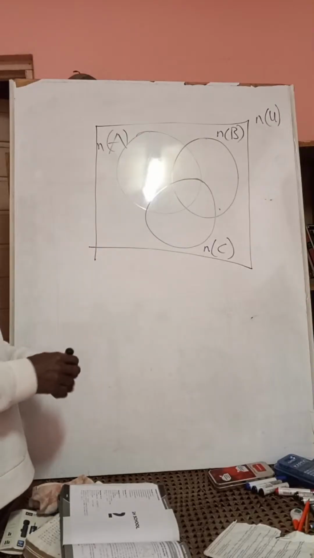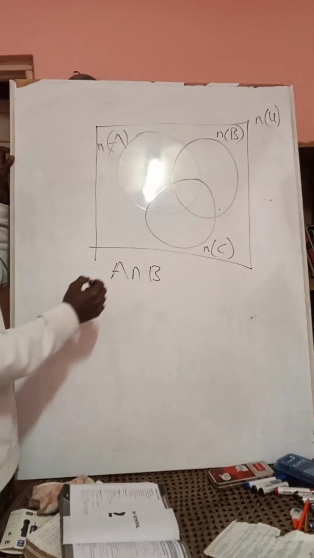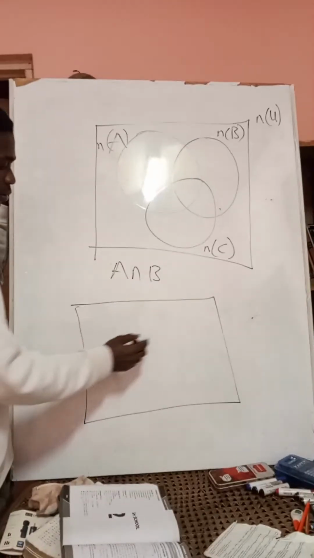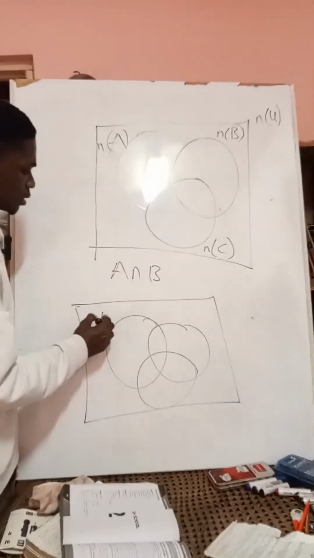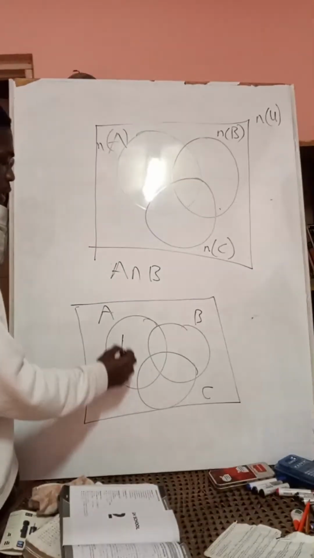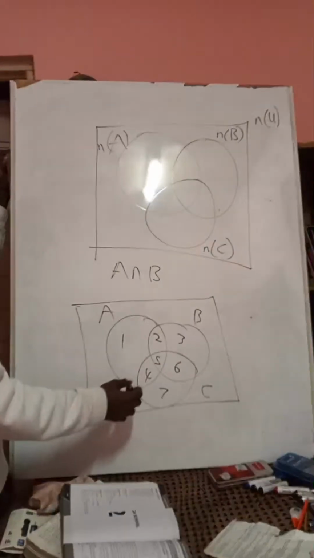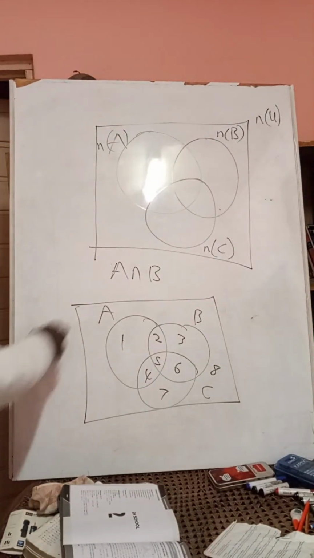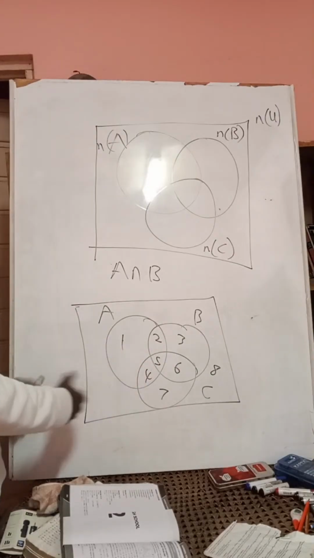Whenever you are asked to shade some region, even in a 2 set problem, maybe they will ask you to shade A intersection B. I advise you that you should use numbers, so you can redraw it again. This is A, this is B, this is C. Number the regions 1, 2, 3, 4, 5, 6, 7, 8. After numbering the regions, when they ask for A intersection B, it's very simple. You can shade the region without looking anywhere.